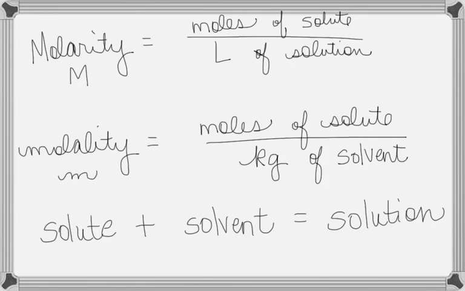So for molarity, we're dividing it per, think of it as like a total volume. The solution volume is when the solute and solvent are together. But for molality, we're just dividing it by the mass of just the solvent. Okay, so they're different.